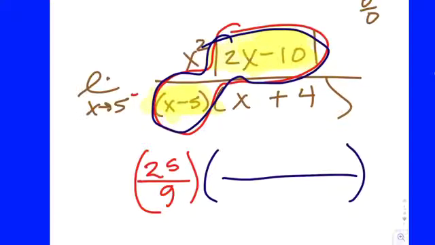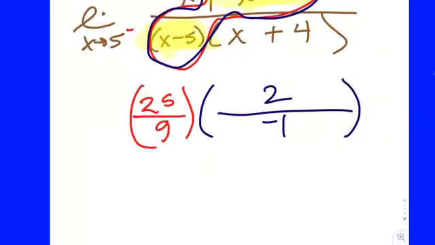4 times 2 is 8. 8 minus 10 is negative 2. But the absolute value of negative 2 is 2. And then we plug a 4 into the bottom yellow piece. 4 minus 5 is negative 1. So now your final answer is negative 59.